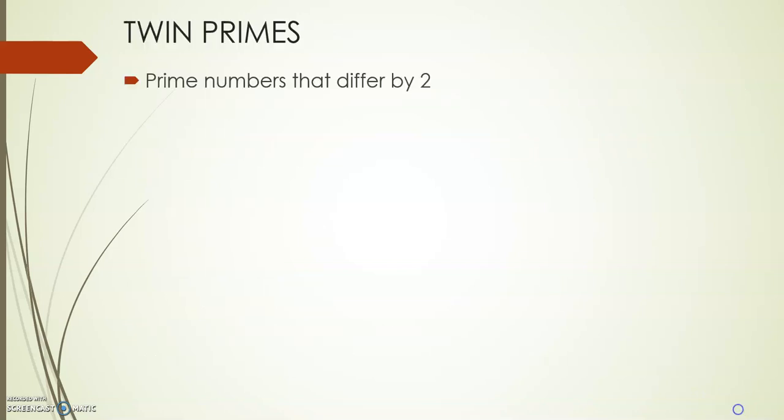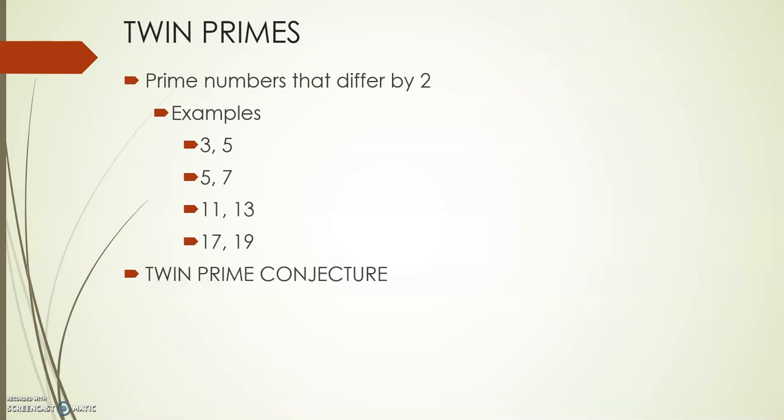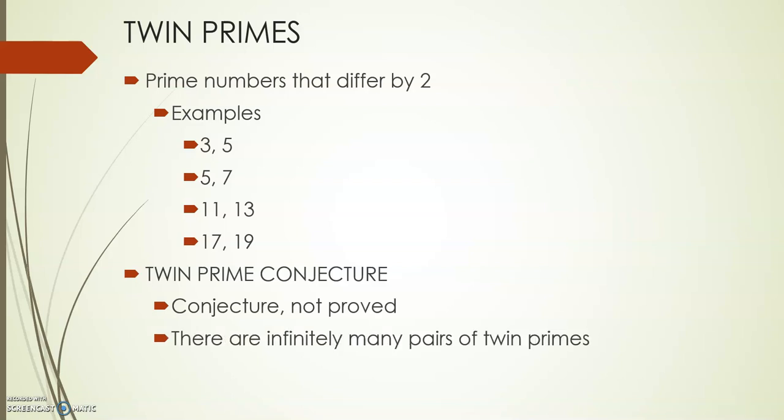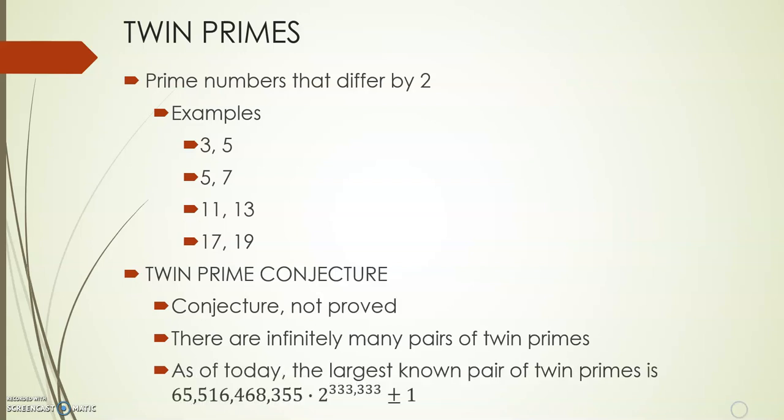Twin primes: prime numbers that differ by 2. Examples: 3 and 5, 5 and 7, 11 and 13, 17 and 19. The twin prime conjecture, it's a conjecture, not proved: there are infinitely many pairs of twin primes. As of today, the largest known pair of twin primes is right there.